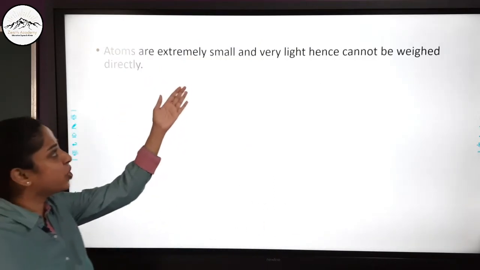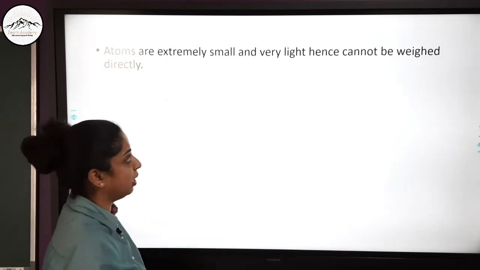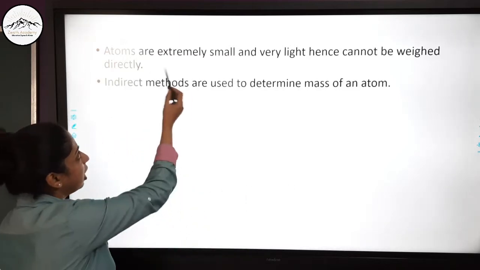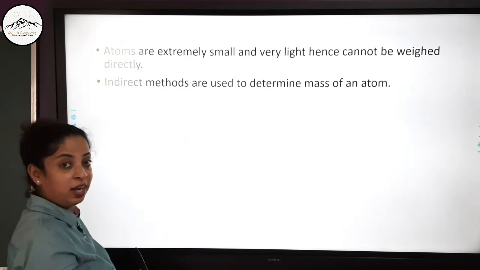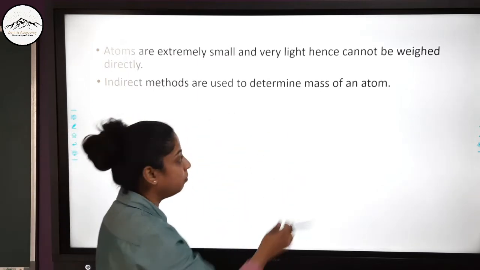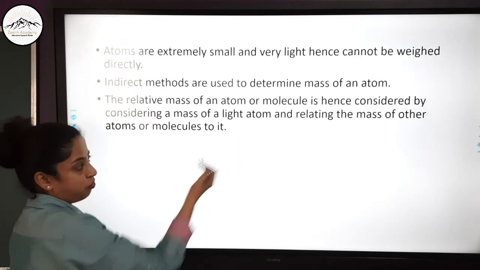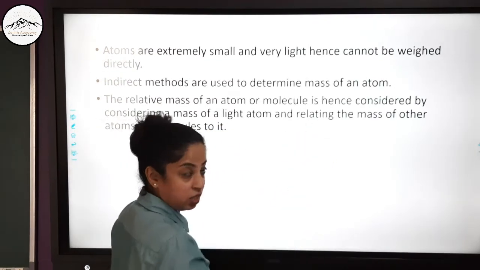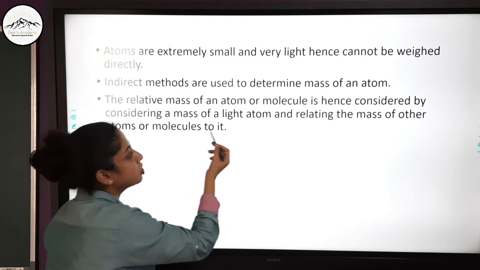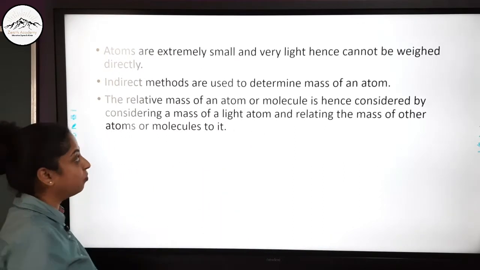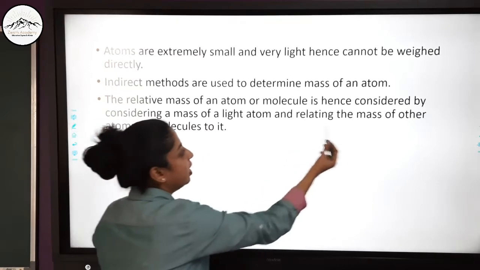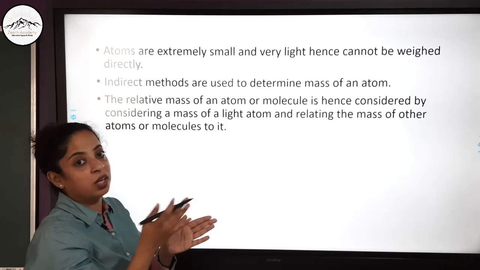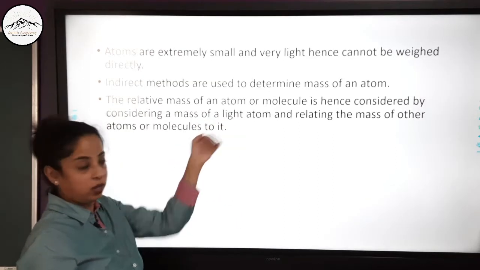Now atoms are extremely small, very small and very light, and hence we cannot weigh one atom. If we cannot do this directly, there are indirect methods. Indirect methods are used to determine the mass of an atom. Now the relative mass of an atom, we are relating it with something. The relative mass of an atom or molecules is considered by considering the mass of light atoms. So we will take any light atom, consider its mass and then relate the mass of other atoms or the molecules to it, and then we will relate the mass of other elements with this standard one.